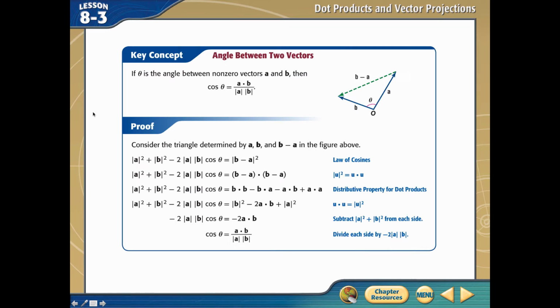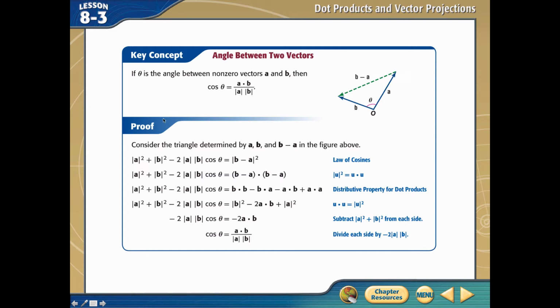Law of cosines is used in a proof here, but what you need to know is the equation. The angle between two vectors: cosine of that angle is a dot b divided by the magnitude of a times the magnitude of b. And we have the proof down here. Magnitude a squared plus magnitude b squared minus 2ab times cosine theta is equal to the third side c, which is actually b minus a squared. Go through the steps to simplify and you end up with the equation.